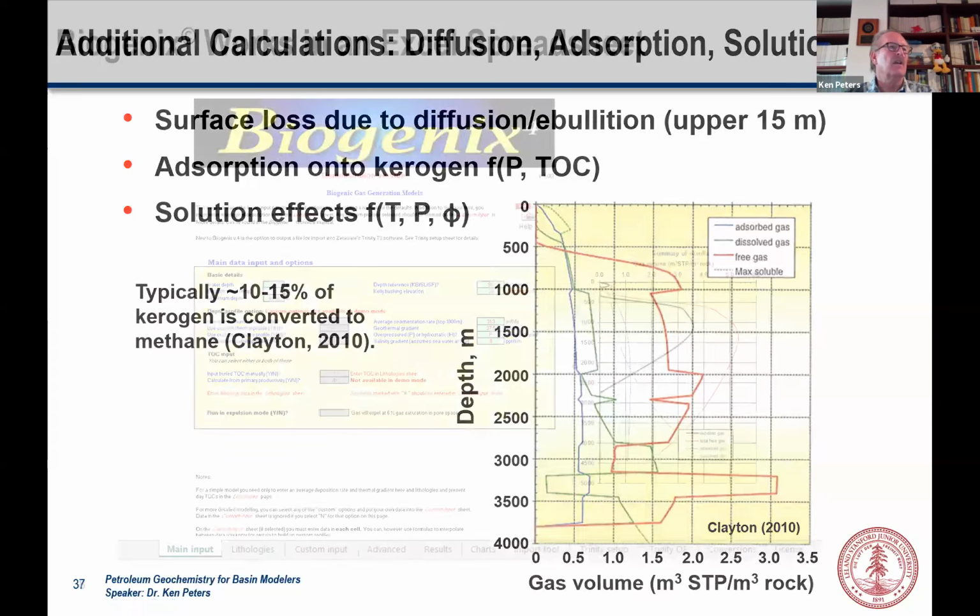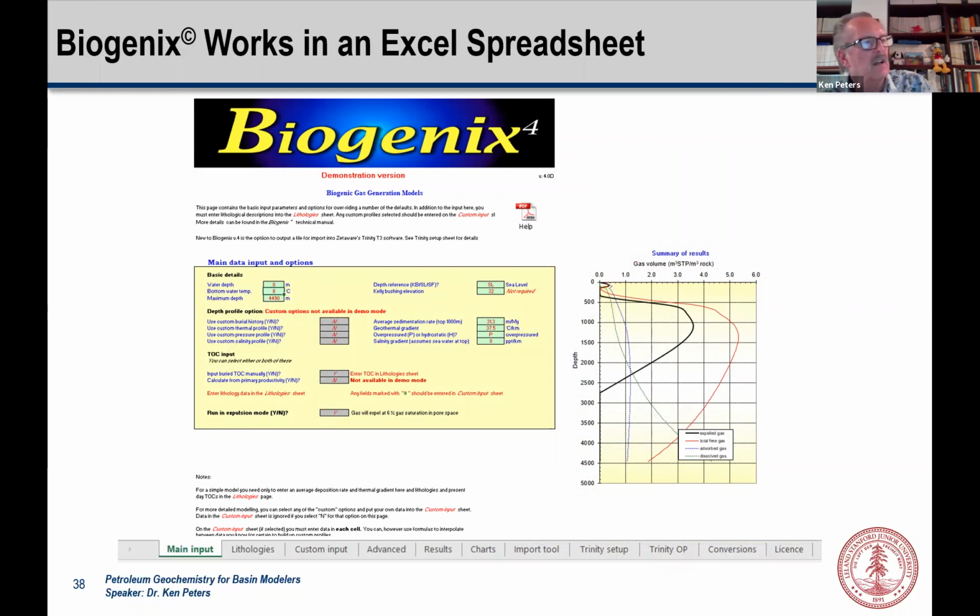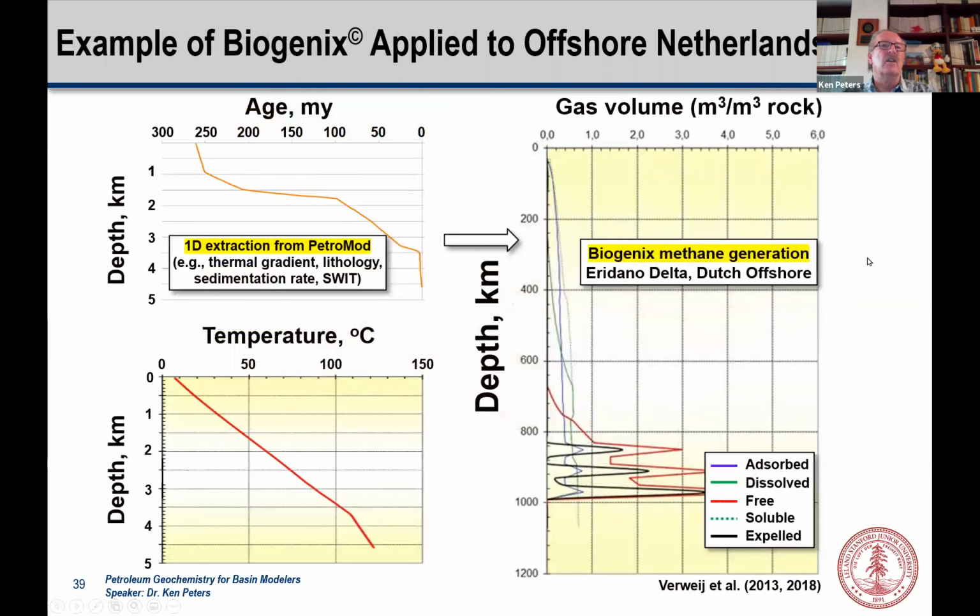So Clayton has some nice software. It's called Biogenics, and this is in Excel format, and it allows the interpreter to input various data about the lithologies and the temperature and the kinetics. And this has been used in a number of recent publications. This is a publication by Hanneke Verwijs from TNO in the Netherlands. And this shows an example of the Biogenics application to offshore Netherlands.